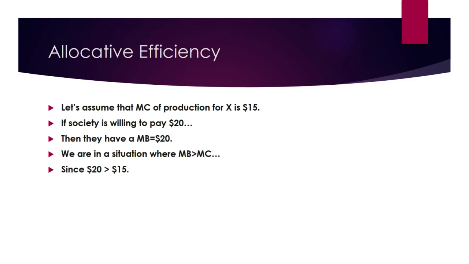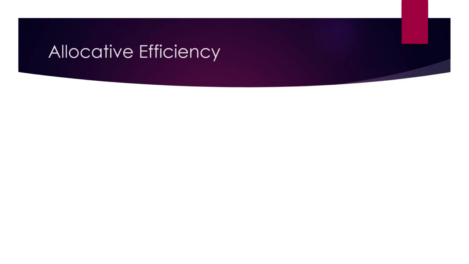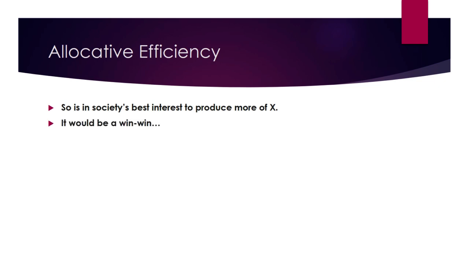So take a look at that. Do we want to increase output? Do we want to decrease output? Well, hopefully you realize that it's in society's best interest here to produce more of good X. And so that's what should happen. Output should go up. And if it does, that would be a win-win.